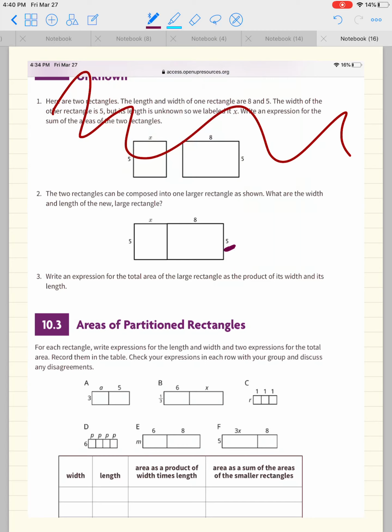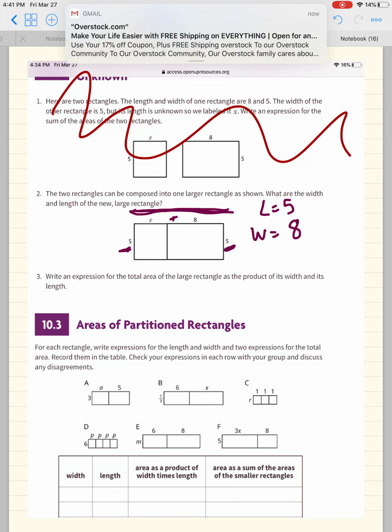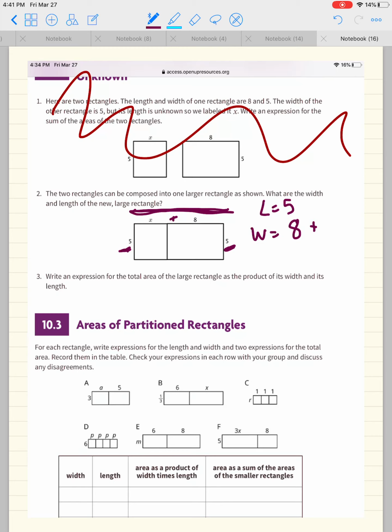Okay. So this length is still going to be 5, okay? But now we have this width that goes all the way across. And so we can represent that by adding them together. So we can't really add them together, but we can write the width as 8 plus x. All right? So our width is 8 plus x, and our length is 5.